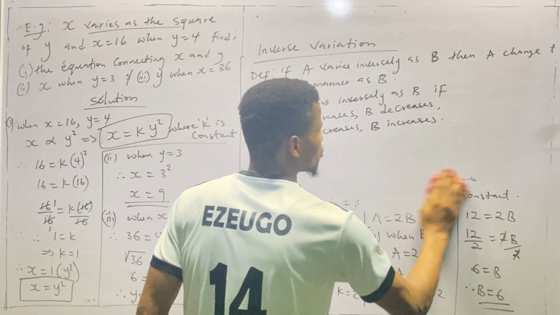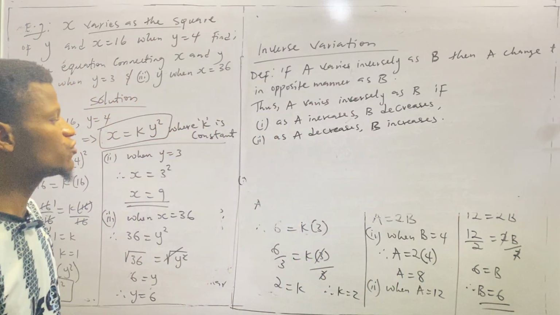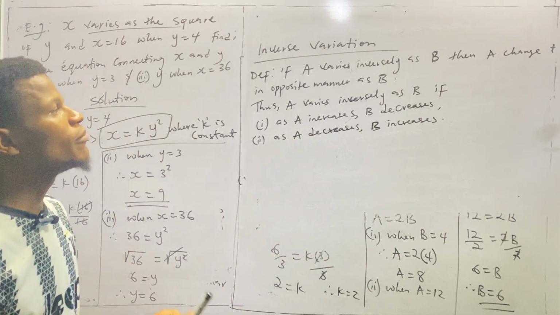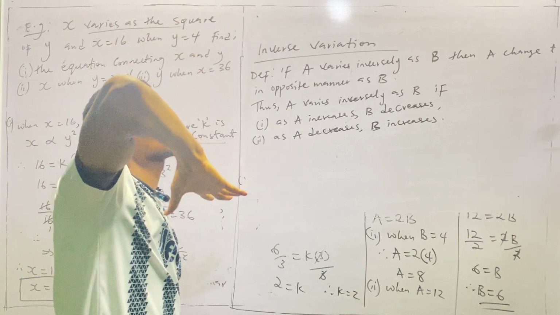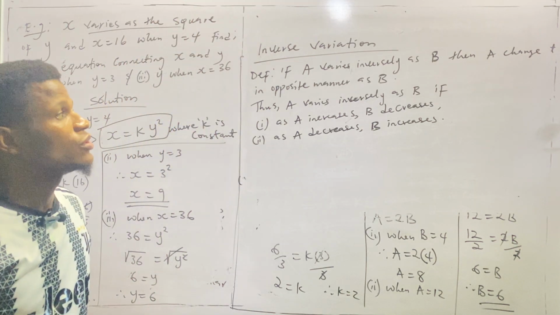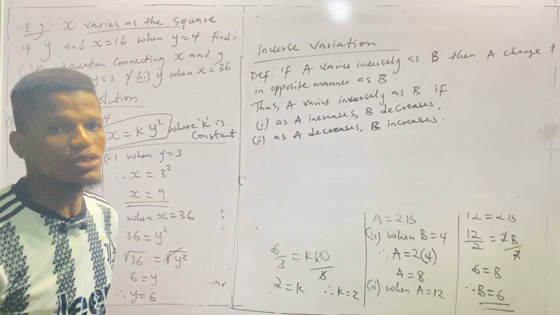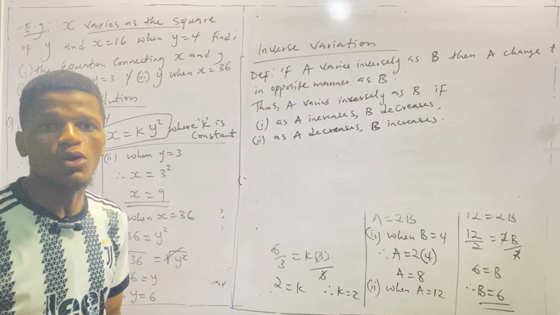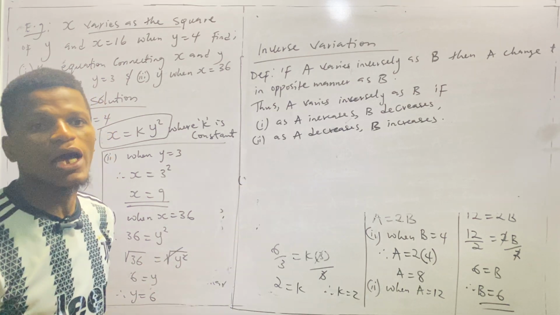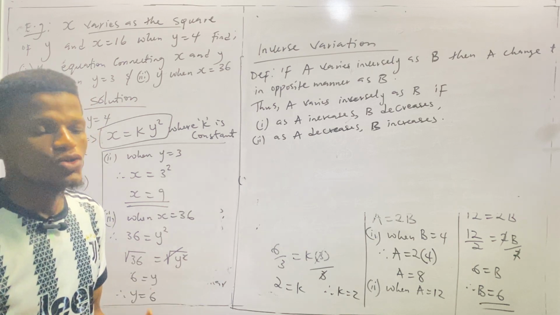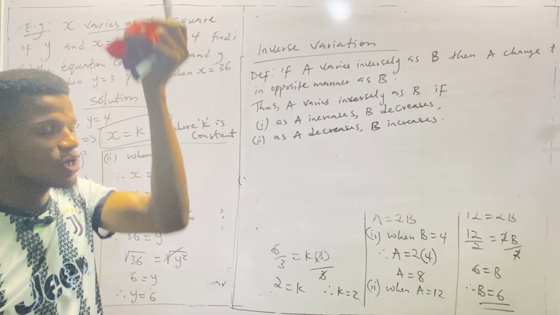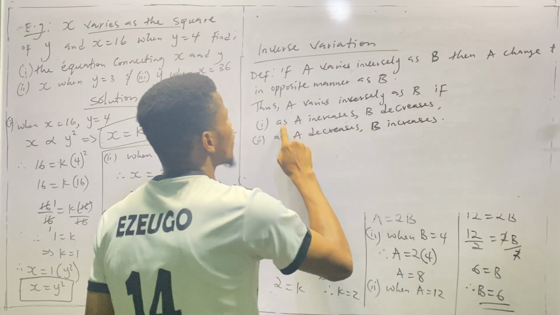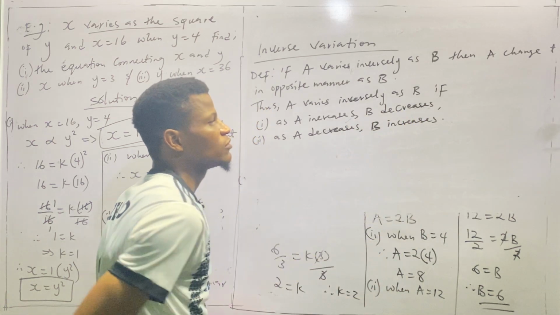One thing about inverse variation is that if two quantities vary inversely to each other, it means that the changes are in opposite manner. As one steps up, the other steps down. As one increases, the other decreases. As one gets larger, the other gets smaller. As one becomes extremely large, the other becomes extremely small. They are like opposite change. So these are the two conditions: A varies inversely as B if as A increases, B decreases, and as A decreases, B increases.